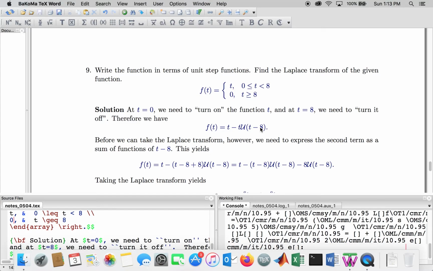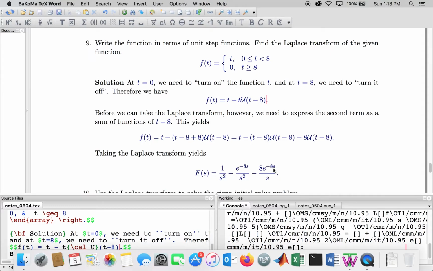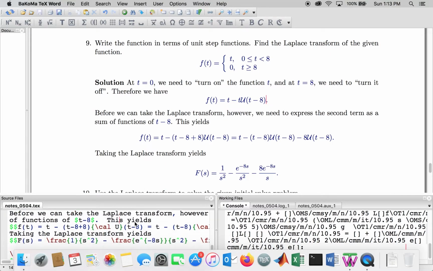So we'd like to apply the same rule as before, but because we have u of t minus 8, we must write this term as a function of t minus 8. So I do that down here. I subtract off 8 and then add 8 back in. Keep the t minus 8 together. So now I have this t that was sitting here before, so it's still there, minus t minus 8 times the unit step function. And then I have minus 8 times that same step function. So here it's written in this shifted form that we need.